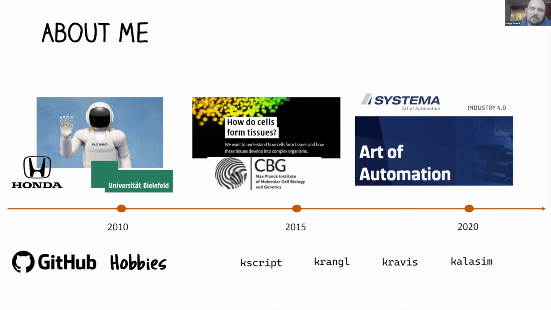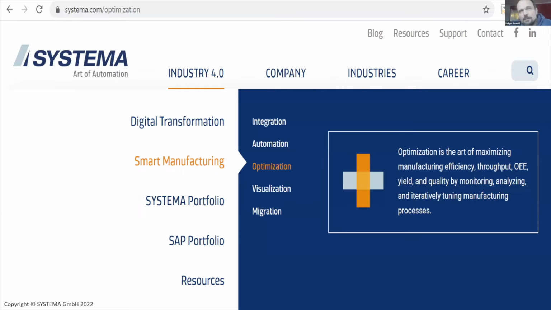So I was writing some script utility called kscript. I wrote a couple of libraries to enable data science using Kotlin. And more recently, I started this library to model processes, which we will talk about later today. In my role as analytics solution architect at SYSTEMA, I mainly support customers to optimize their manufacturing processes.